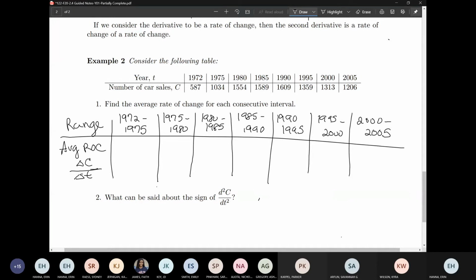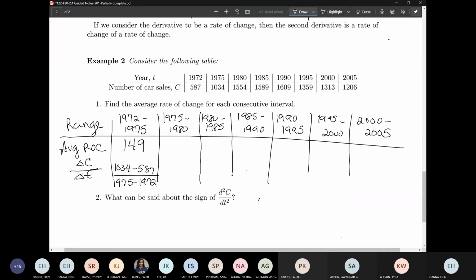Now I want to find all of those average rates of change. I'm going to find 2 of them fully and then just tell you what the rest of them are, because I trust that y'all can find it once I remind you what it is in case you've forgotten. Remember, the average rate of change is essentially the slope between those 2 points. So we're just doing 1034 minus 587, over 1975 minus 1972, which would turn out to be 149.